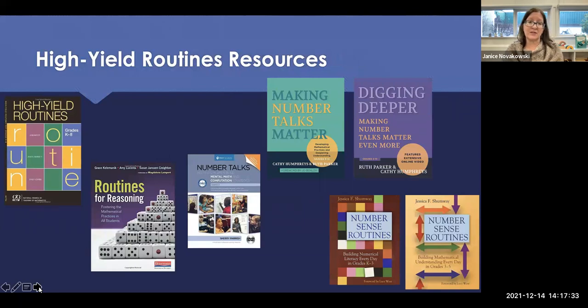If you're looking for resources to learn more about high yield routines and the research-based evidence behind them, the first one that we used predominantly in our district, probably 7, 8 years ago, was the book High Yield Routines, which comes from the National Council of Teachers of Mathematics. And then these other resources as well have been developed through research and practice in classrooms, and you might have them in your school's professional library or might have access to them in different ways. But those are all great resources to introduce you to some of these high yield routines.